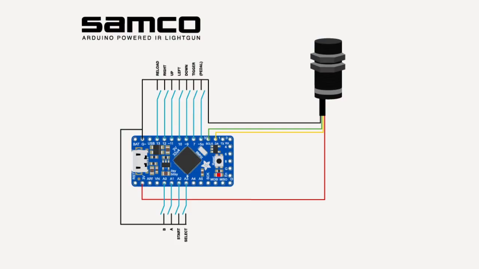Okay, so here's a schematic. Very similar to the Samco 1, we've got a DF robot IR positioning camera running off I2C, this time just being powered straight off the 3 volts output of the ItsyBitsy board, and then once again just a whole lot of buttons.